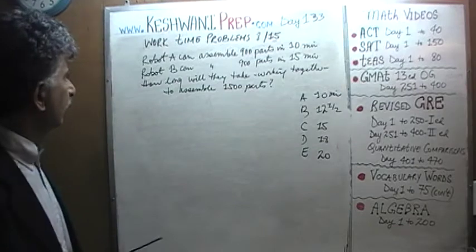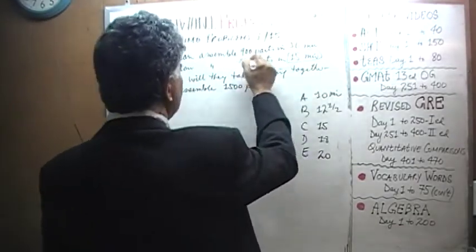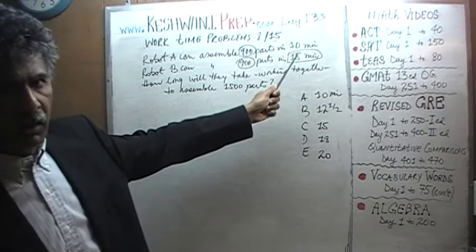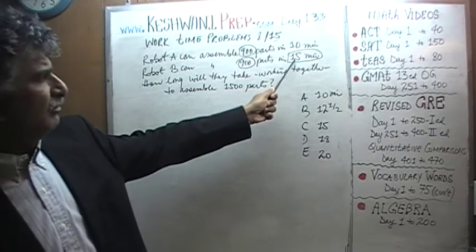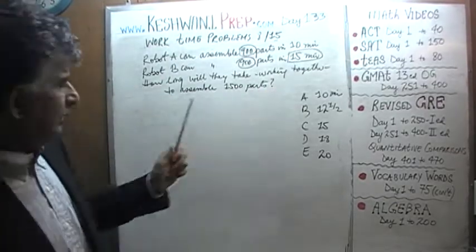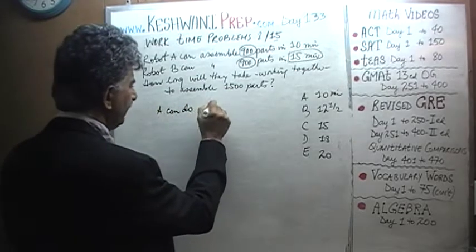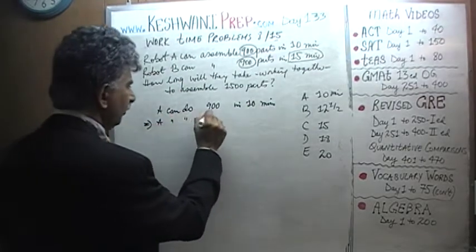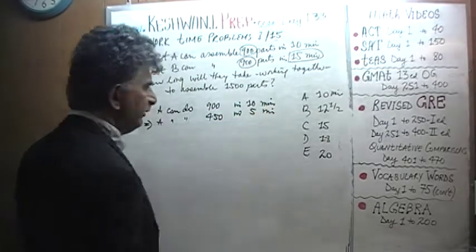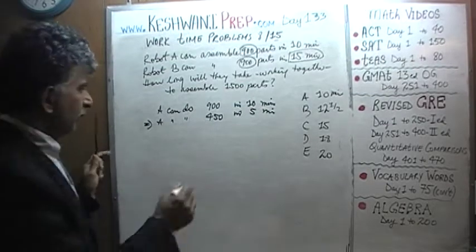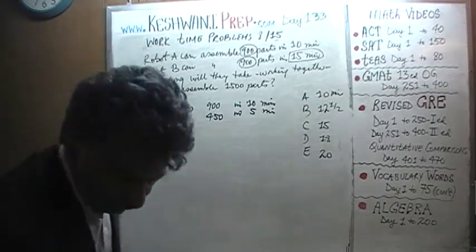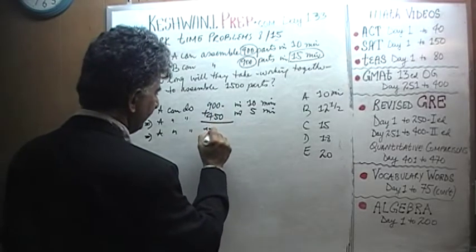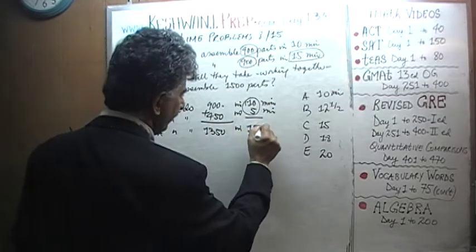Let's take a look at it. We are told that B takes 15 minutes to do the same amount of job. Since they're both doing the same amount of job, whoever takes the longer time, make that your point of reference. Ask yourself, how much work can A do in 15 minutes? A can do 900 in 10 minutes. That implies that A can do 450 in 5 minutes. It makes perfect sense: if you give him half the time, he can do half the work. Which in turn implies that A can do 900 plus 450, which is 1350, in 10 plus 5, 15 minutes.